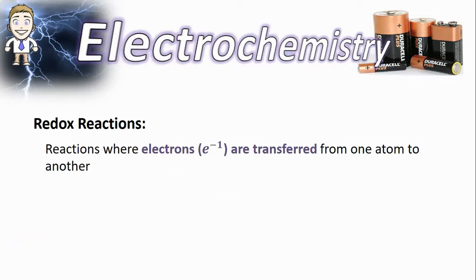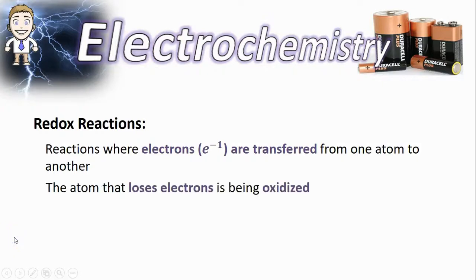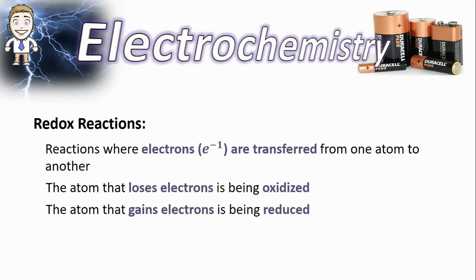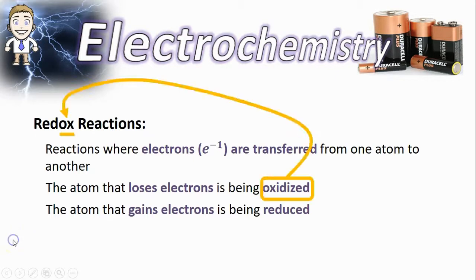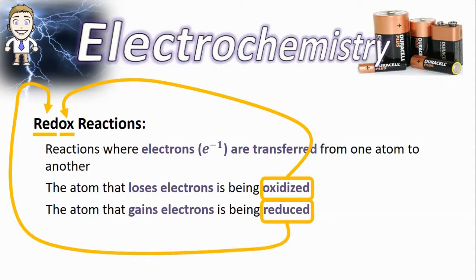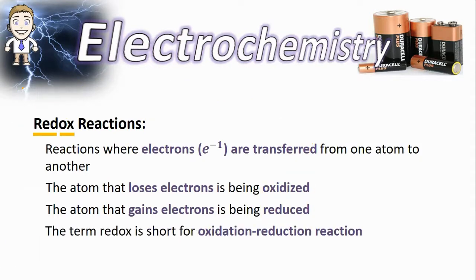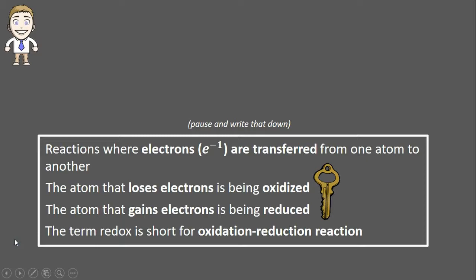Some other important terms related to redox reactions: the atom that loses electrons is being oxidized, the atom that gains electrons is being reduced. That's also where this term redox comes from. The ox part of it comes from oxidized, the red part of it comes from reduced. So the term redox is short for oxidation-reduction reaction. These are also our key ideas for this video. Make sure you pause, take a moment, and write them down.